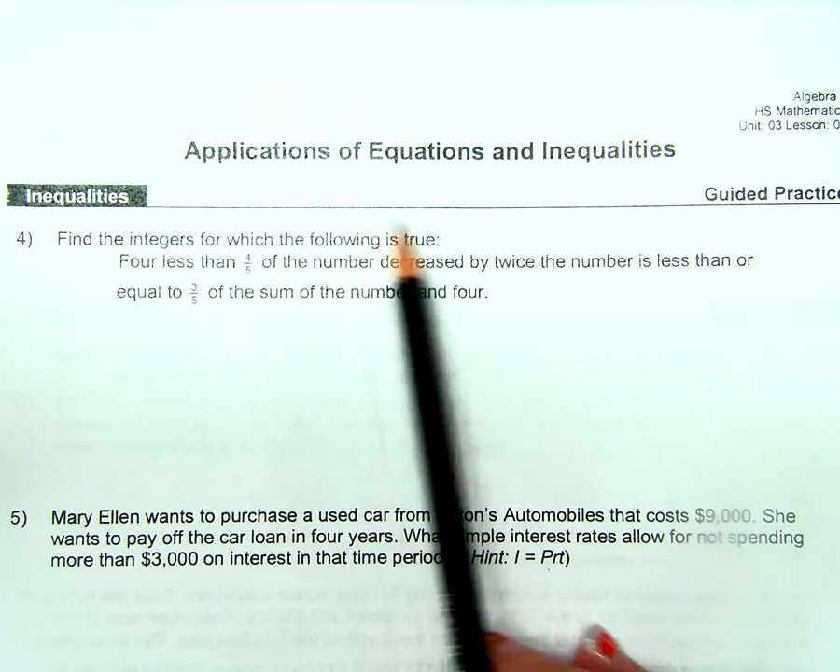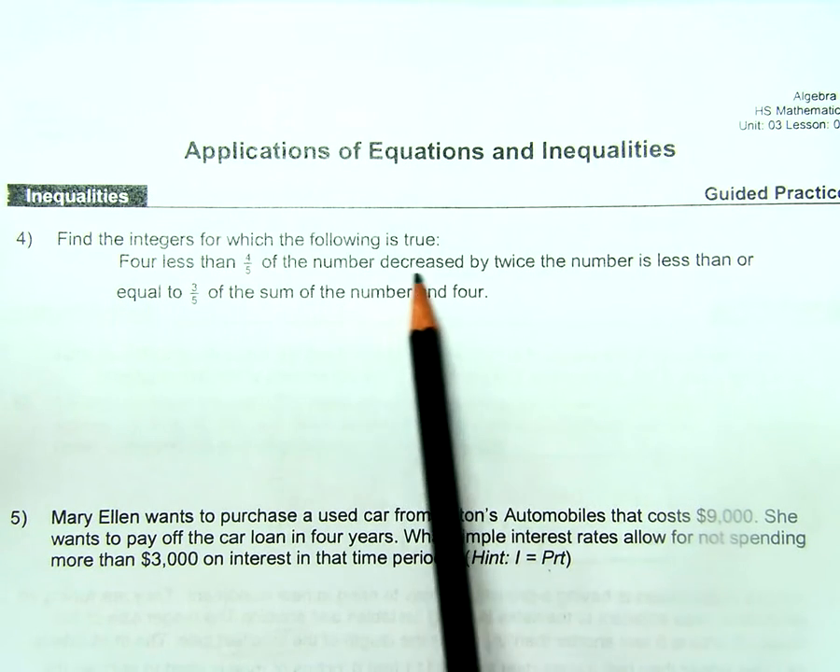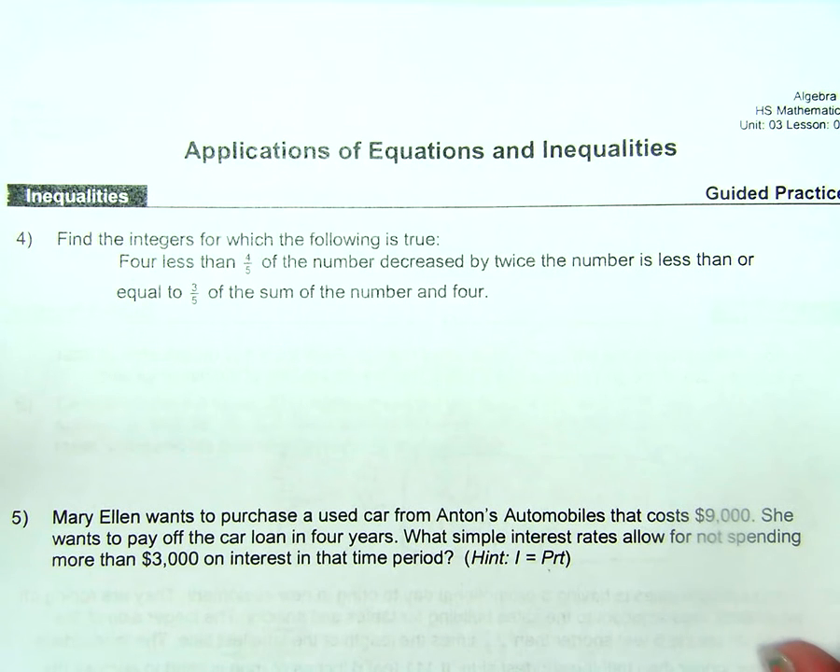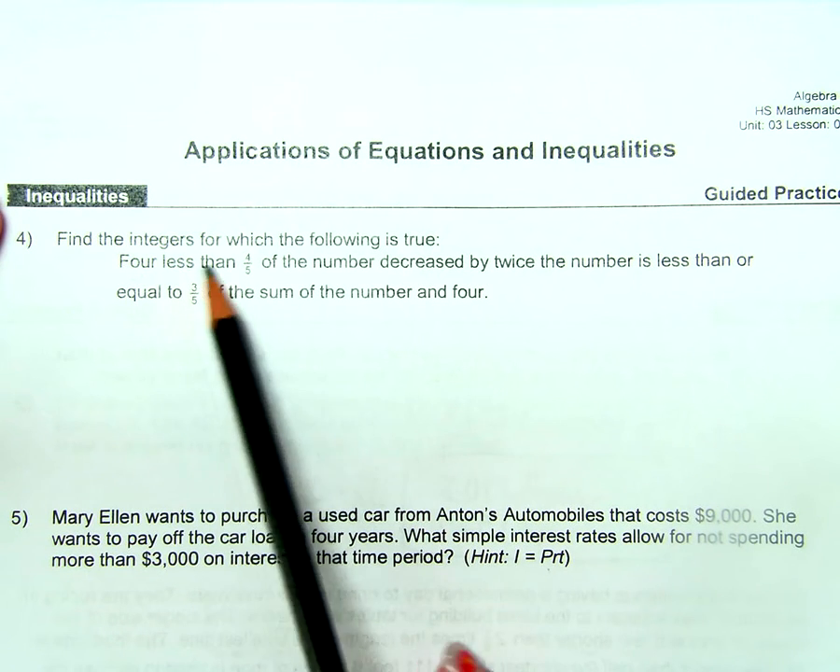Find the integers for which the following is true. 4 less than 4/5 of the number decreased by twice the number is less than or equal to 3/5 of the sum of the number and 4. So you guys just heard blah, blah, blah. So go little by little. 4 less than.